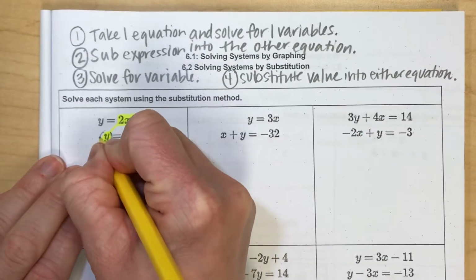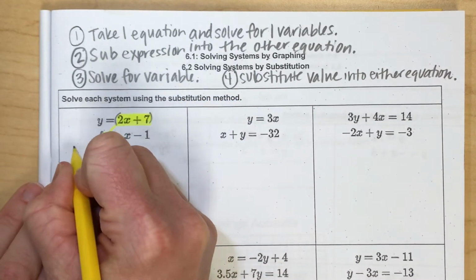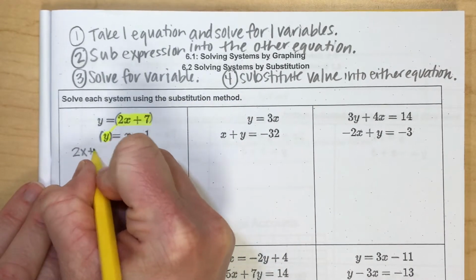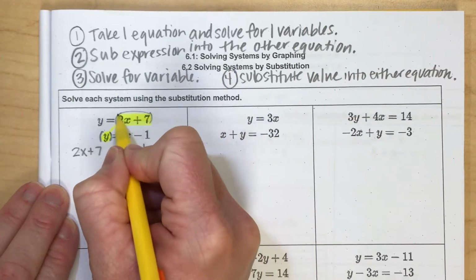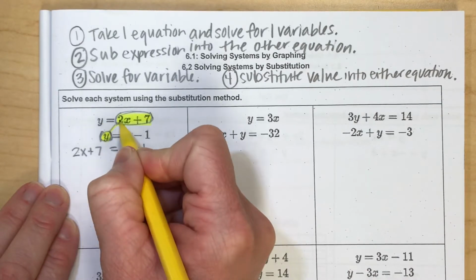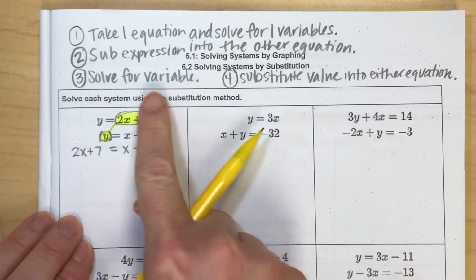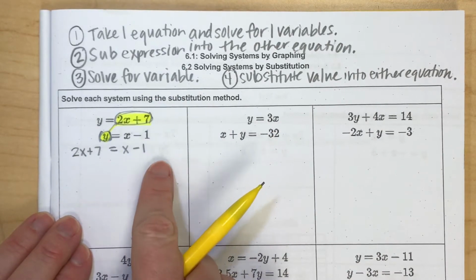All right, so it's going to look like this. In for this y, I'm going to plug what y is equal to. So I'm going to set 2x plus 7 equal to this x minus 1. So I've put this expression into the y of the other function because that's what y was equal to. Now what I'm going to do is solve for the variable that I see. I see x is here. I'm going to solve for the variable of x.